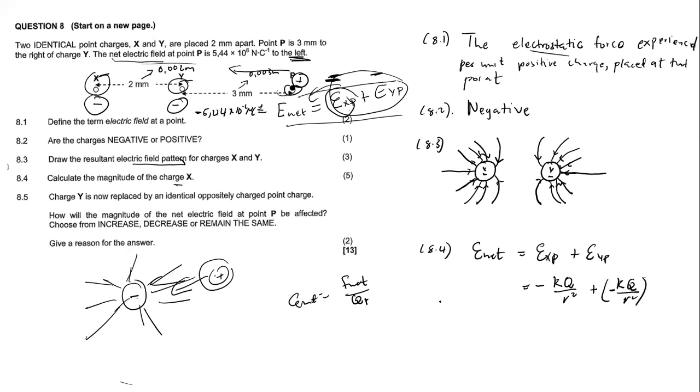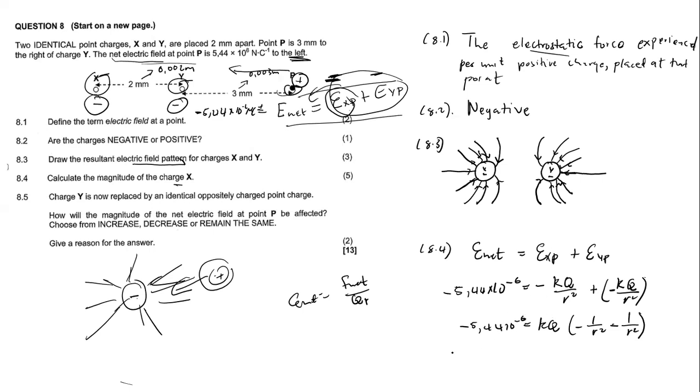Now, E net, it's negative how much? It's negative to the left, 5,44 times 10 to the power of negative 6. Now, I'm going to take KQ out as a common factor. So I have KQ, and therefore here I have negative 1 over R squared, subtract 1 over R squared, and then I close my bracket. Here I have negative 5,44 times 10 to the power of negative 7.